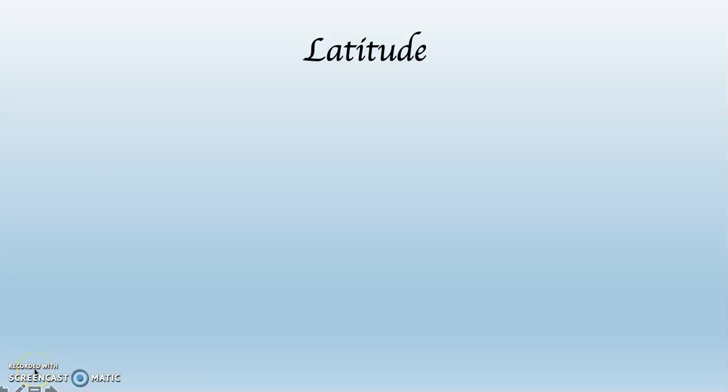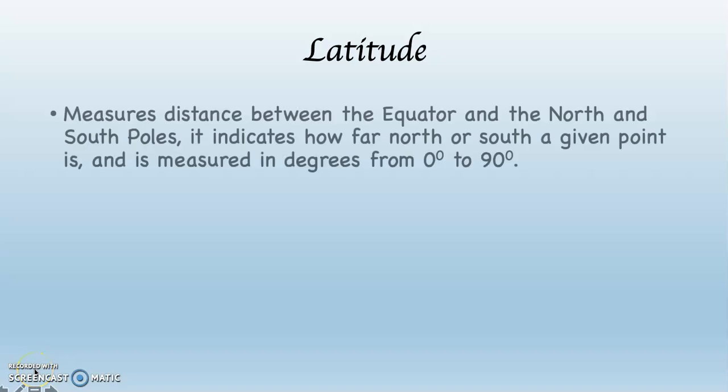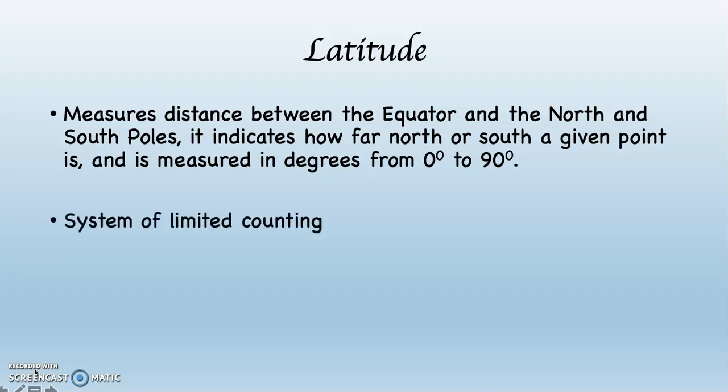Our look at the geographic grid system begins with latitude. Latitude measures distance between the equator and the north and south poles, things that you probably have heard of. It indicates how far north or south a given point is, and is measured in degrees from 0 to 90. This is a system of counting, but it's a limited system of counting because you can count from 0 to 90 in latitude. There is no 91.